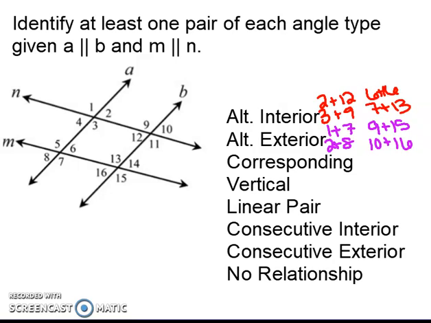Now, corresponding just means they're in the same spot. So 1 corresponds to 9 on line N. On line A, 1 corresponds to 5. 2 corresponds to 10. 2 also corresponds to 6. 4 corresponds to 12, and 4 also corresponds to 8. 3 would go to 11, and 3 would also go to 7.